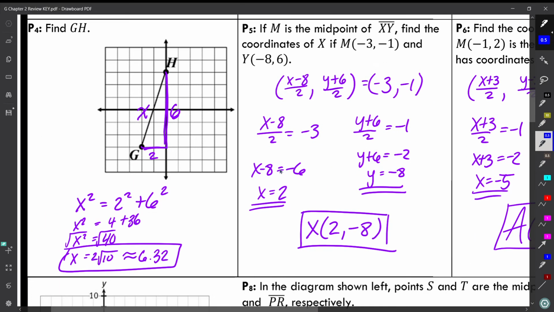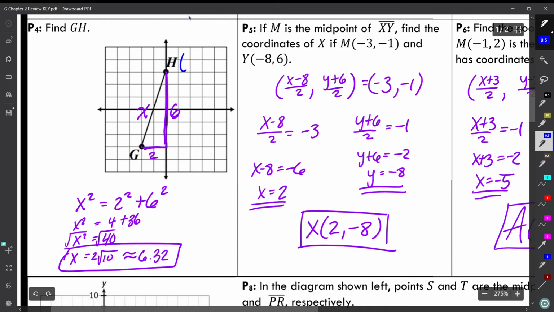Okay, GH, so there's 2 possible ways to find this one. You could have just found the 2 coordinates and plugged into the distance formula. So if the 2 coordinates, just to make sure, are H is (0, 3) and G was (-2, -3). What I did was I set up a right triangle and used the Pythagorean theorem, which of course is a squared plus b squared equals the hypotenuse squared, which is what we're trying to find.